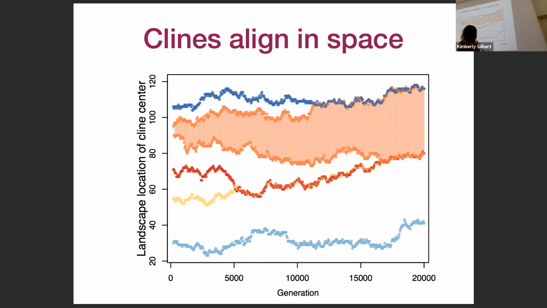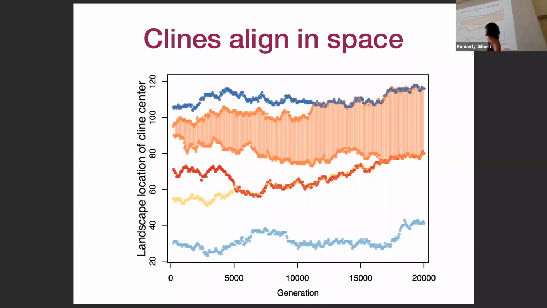This orange one is just slightly different, so it has 2 lines. It's 1 locus, but it has surfed to frequency of 1, and it's also later surfed to frequency of 0. So it's like a bump in space, and it has 2 clines for 1 locus at different points in space.